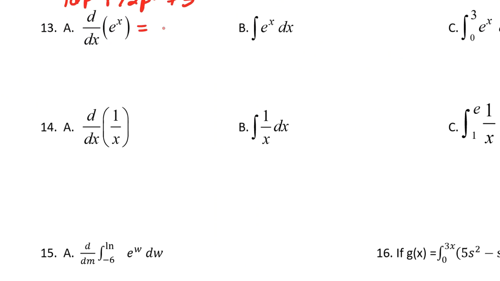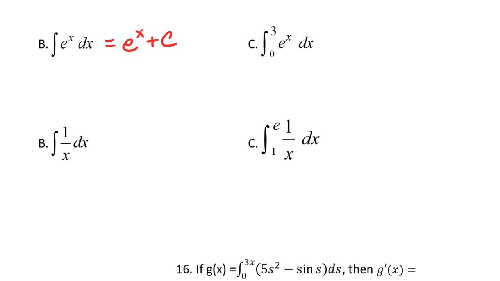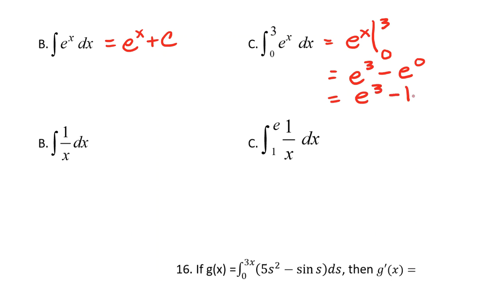Derivative of e to the x, nothing to it, e to the x. Antiderivative of e to the x, still e to the x, plus a c. Evaluation theorem, e to the x evaluated from 0 to 3 would give us e to the third minus e to the 0. This is our capital F of b minus capital F of a. So we'll get e to the third minus 1.